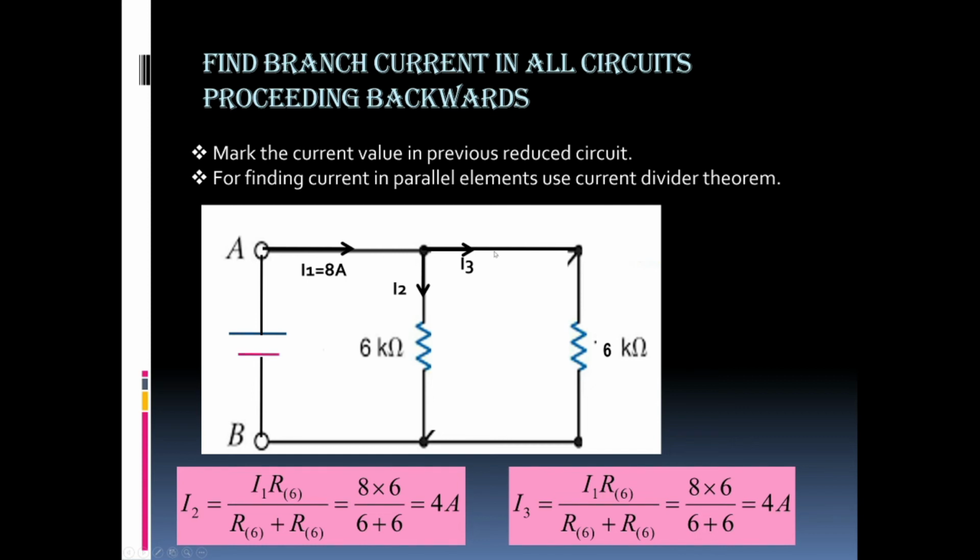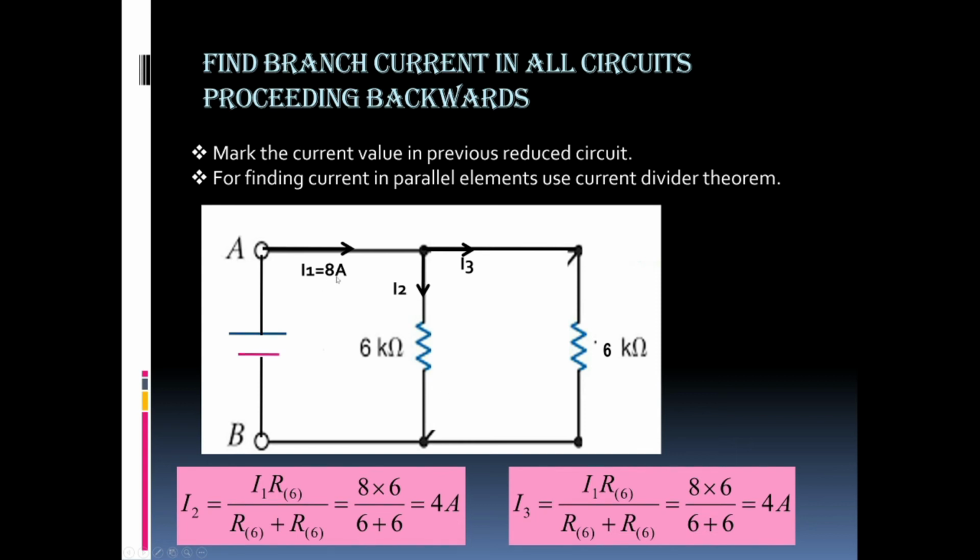Here's where you use the current divider theorem. So to find the current in the I2 branch, you use the current divider theorem, which is the total current, that's 8 ampere, into the resistance of the other branch. So the other branch is this branch and its resistance is 6 kilo ohm, divided by the sum of resistances. So 6 plus 6. That will give you an answer 4 ampere. So the current flowing through I2 is 4 ampere.